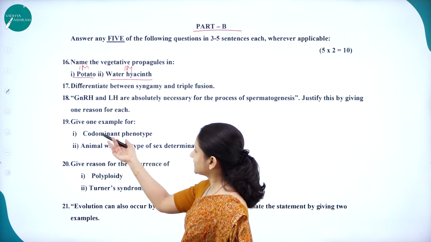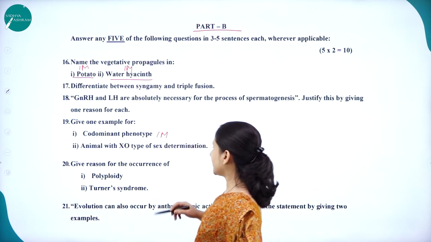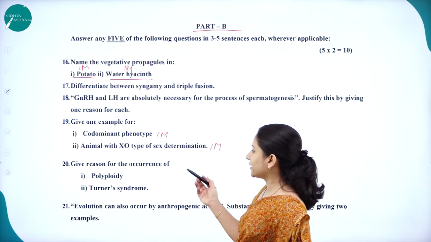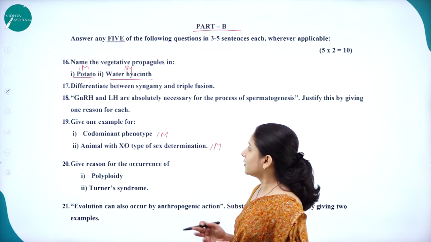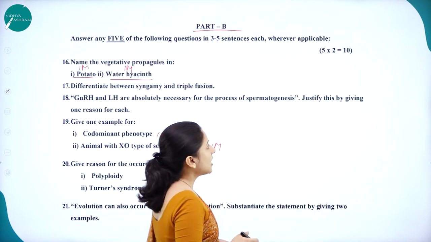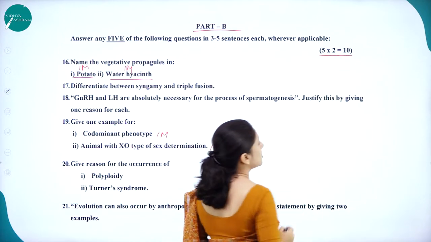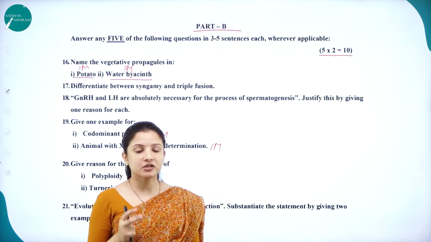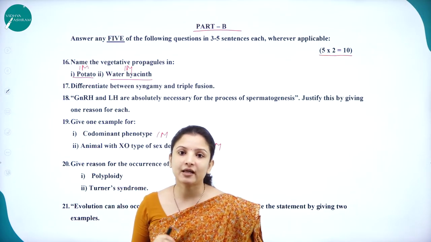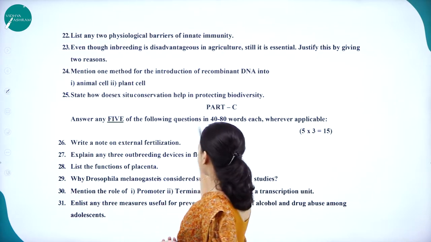Here also, say for example, give one example for something. If you write an example for this, you'll get 1 mark. Here also 1 mark. So likewise, they can ask the question. Under this, out of the 10 questions, you need to answer any 5, and each question carries 2 marks. Therefore, 5 into 2, that is this particular part B has a weightage of 10 marks in this question paper. Next, moving further, part C.